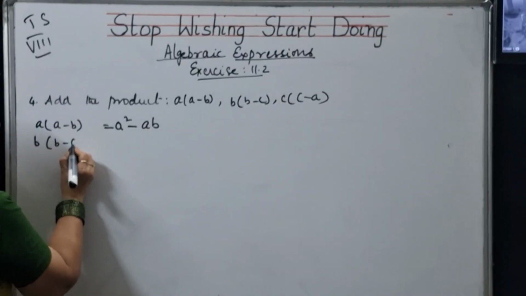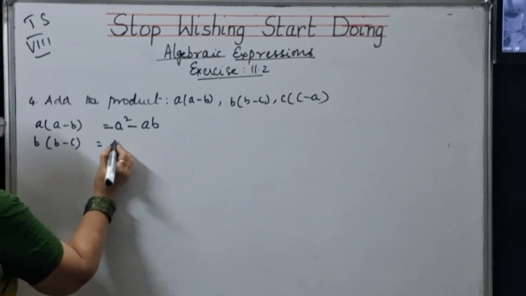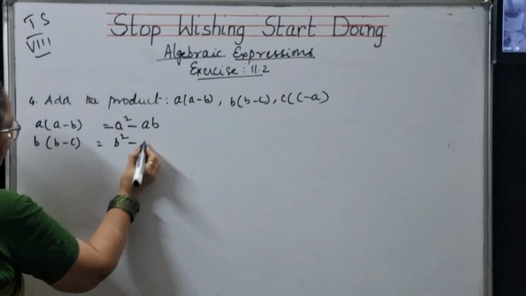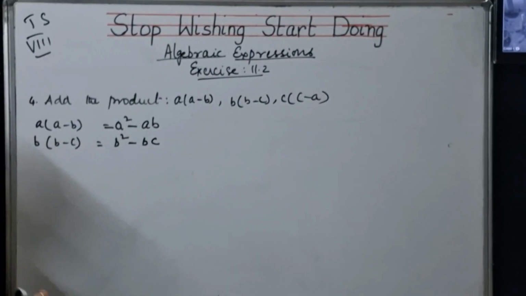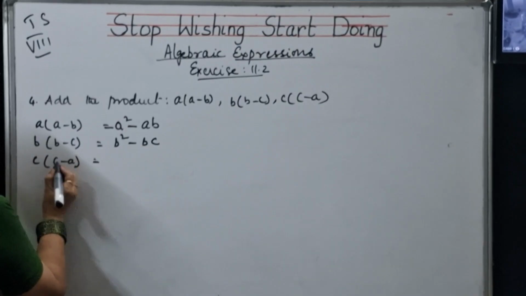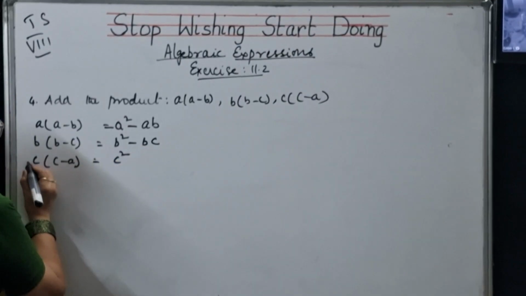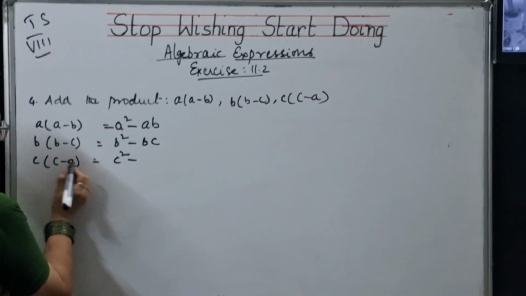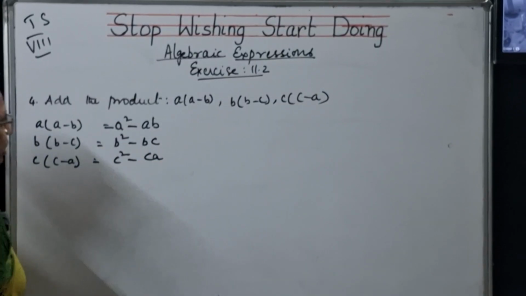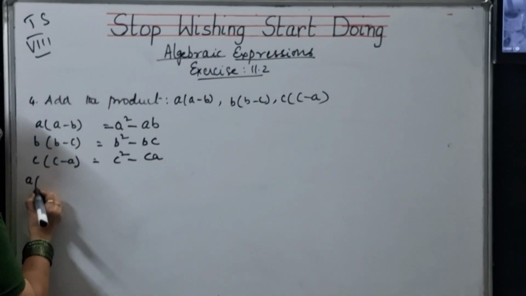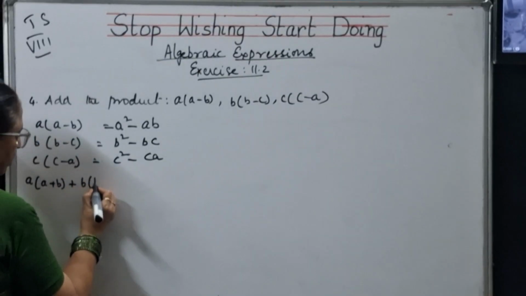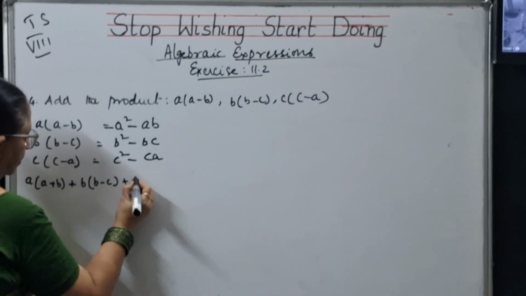B into B minus C: B into B, B square; plus into minus minus, B into C is BC. C into C minus A: C into C, C square; plus into minus minus, C into A is CA. These are the products.